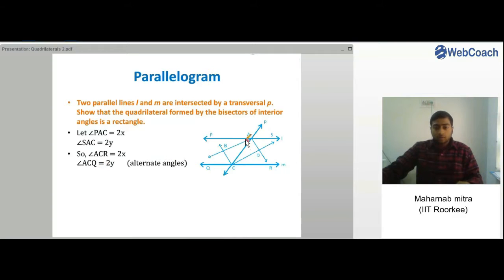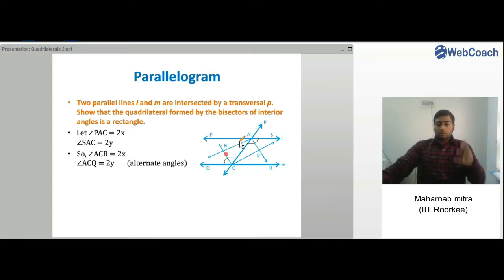If this angle is 2x, obviously angle ACR will also be 2x. And why is this? They are alternate angles, because L is parallel to M, and P is a transversal. You can see these two angles are alternate angles. And also for the 2y part, we have taken angle ACQ, which is this one, also as 2y. And why is that? Because angle SAC was 2y, and this is an alternate angle, in a similar fashion as we found 2x.